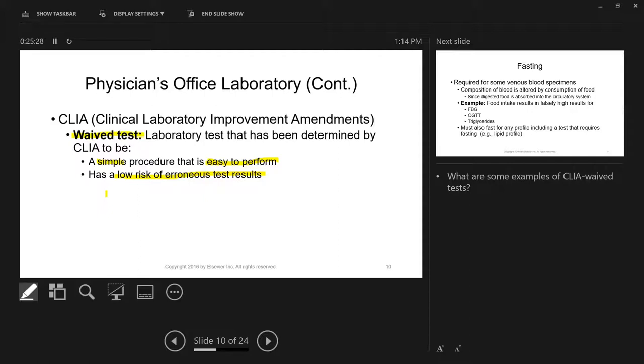So waived tests are a way of getting easy answers to common things in the office cheaply, and a medical assistant can do it. That way we don't have to utilize outside laboratory resources, and it keeps us from having to do things that are potentially a lot more difficult and a lot easier to mess up.